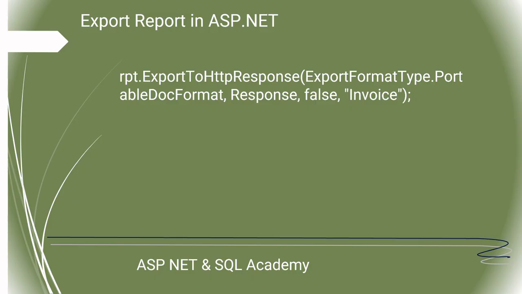To let users download the report as PDF, use the export to HTTP response method. It sends the report as a file to the browser.